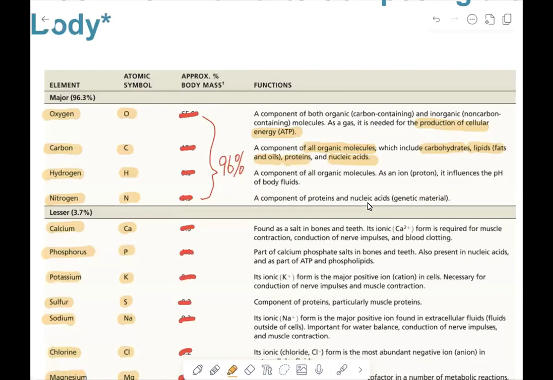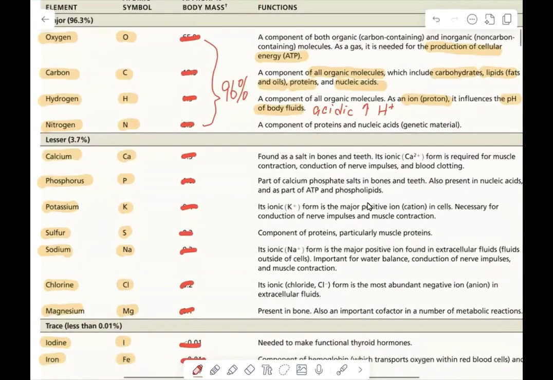Hydrogen influences pH, and it's also referred to as a proton, as an ion, but it influences the pH to make it more acidic. So it becomes acidic with the higher amount of hydrogen. And we represent that with a plus, which will make more sense later on in the chapter. Calcium, as you already know, is a salt in bones and teeth. In the ionic form, it's required for muscle contraction, nerve impulses, and blood clotting.